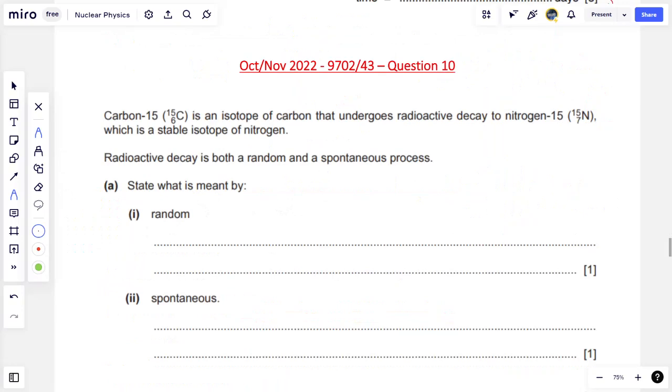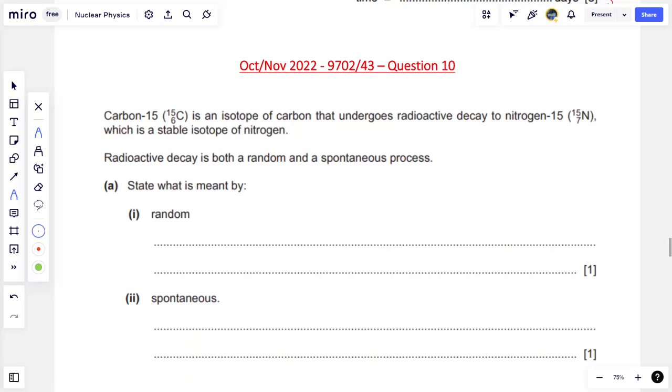Okay, the next question, moving to a much closer paper, is October, November 2022. This is paper 4.3, and it's question number 10. It says carbon-15 is an isotope of carbon that undergoes radioactive decay to nitrogen-15, which is a stable isotope of nitrogen. Now, radioactive decay is both a random and spontaneous process. State what is meant by random and spontaneous. Specifically, state what is meant by these 2 words with respect to the scenario that you're given, with respect to radioactivity, not what you think these words could mean.